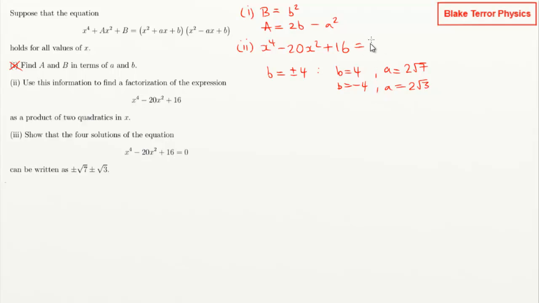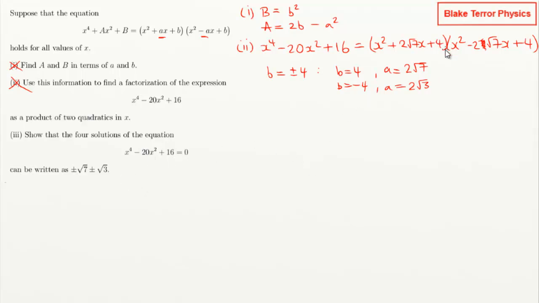So we could say with this then that we've got x squared, and these are plus or minuses, but they're taken into account by the fact we've got plus or minuses here for a, so it doesn't matter which way round we're doing these. So anyway, where was I? So x squared plus 2 root 7x, and then plus 4, and then we can do an x squared minus 2 root 7x, and then another plus 4. So that's one factorization. Show that the 4 solutions of that equation equals 0 can be written like that.